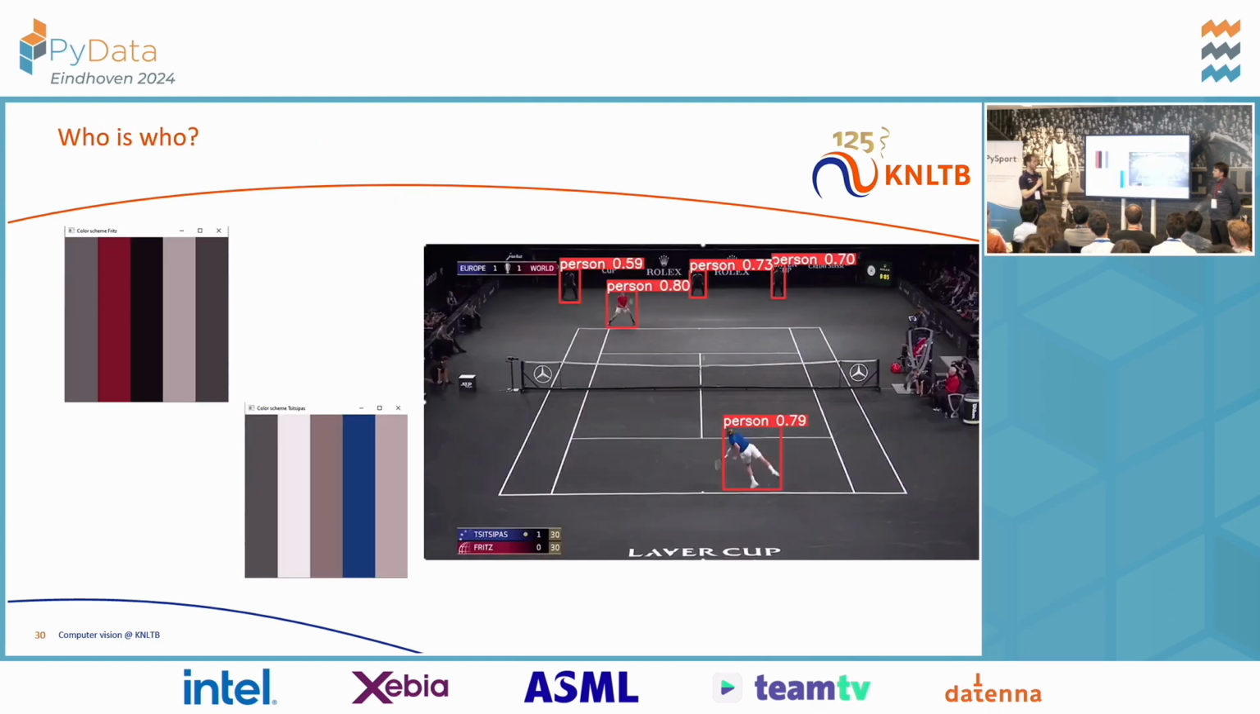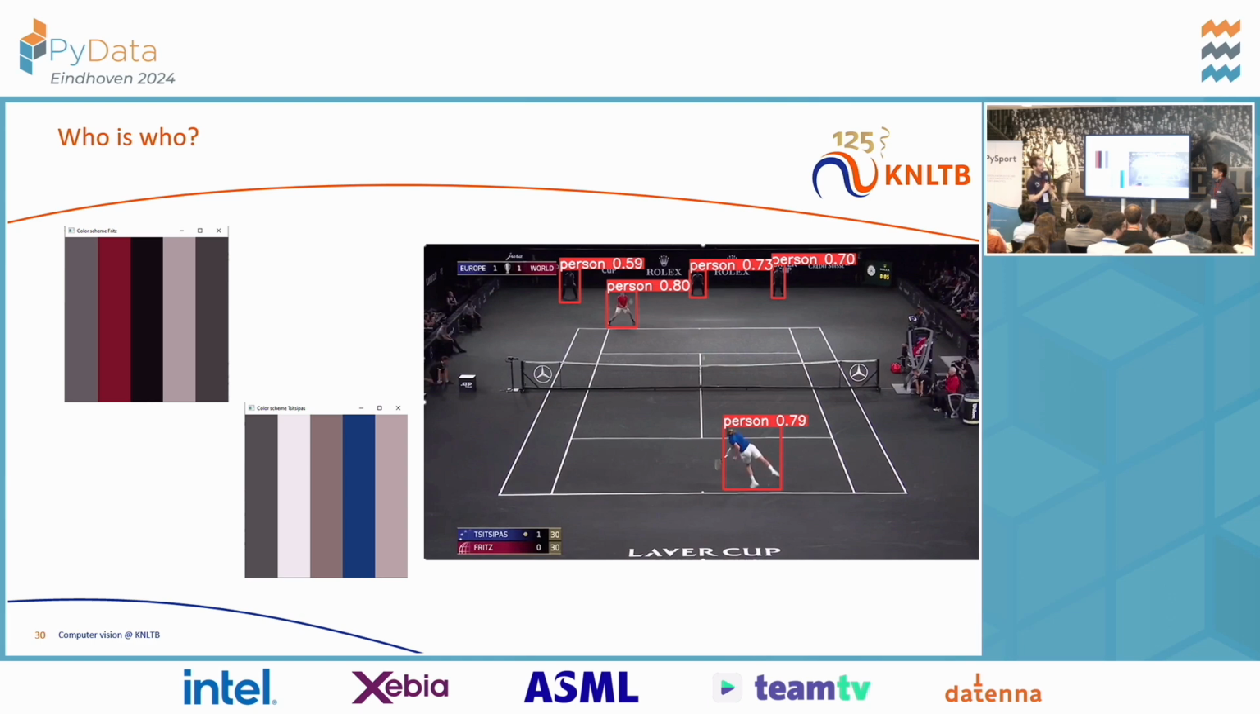Yeah, and then the last step is understanding which player is which player. We use color clustering for that. What we do is, for 5 random frames during the match, we assign which player is on which side of the net. Then we do detection of the player, and then we do k-means clustering with 5 clusters to make sort of a color palette of that player.